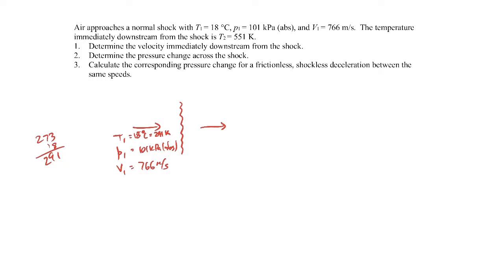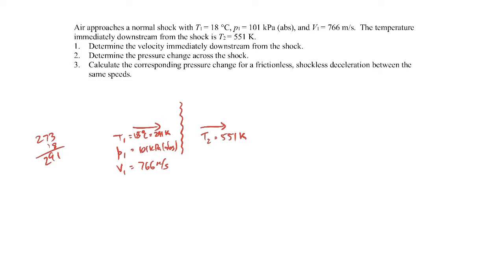Okay, so we have the conditions upstream of the shock wave, and we're told the temperature immediately downstream from the shock. T2 is 551 Kelvin. So you see the temperature has gone up quite a bit across the shock. We're asked to determine the velocity immediately downstream of the shock, the pressure change across the shock, and to calculate the corresponding pressure change for frictionless, shockless deceleration between the same speeds. If it's frictionless and shockless, that means it'll be isentropic. So we're going to find what the isentropic pressure change is for part 3.